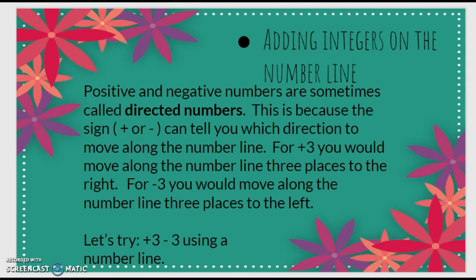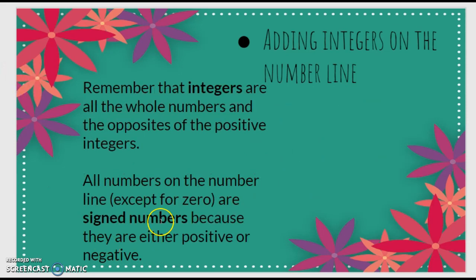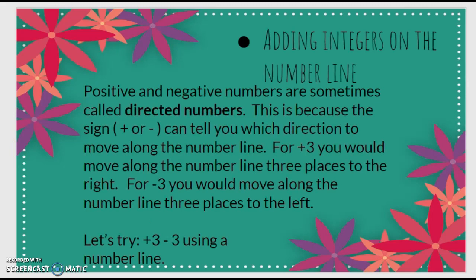Positive and negative numbers can be called directed numbers. So keep track of these and write them down. We've learned a few new terms. Signed numbers are numbers with a positive or negative sign. Absolute value is distance from 0. Now we have directed numbers. Think back to those negative exponents that we were doing, because the plus or minus sign tells you which direction to move along the number line, just like it can tell us which direction to move our decimal point. For a positive 3, you would move along the number line 3 places to the right. For negative 3, you move along the number line 3 places to the left.